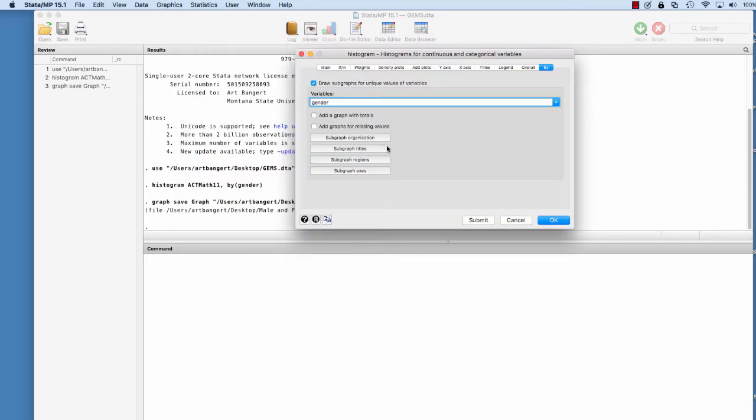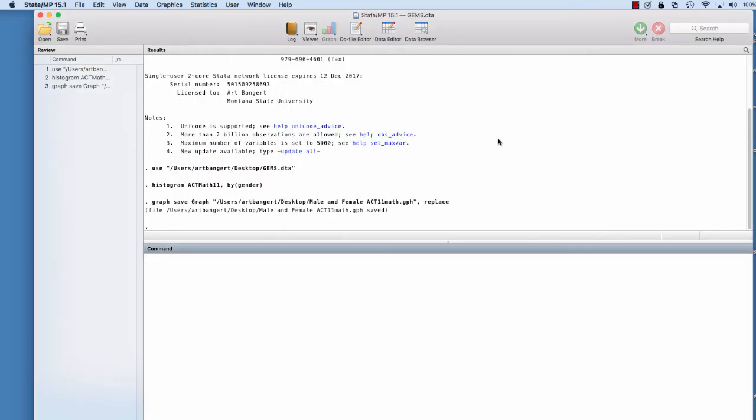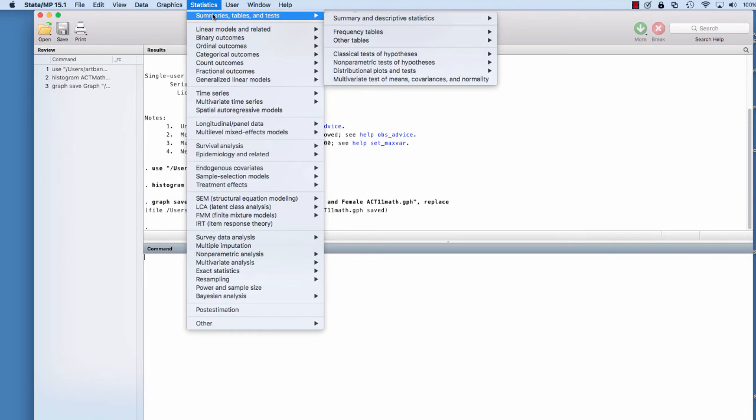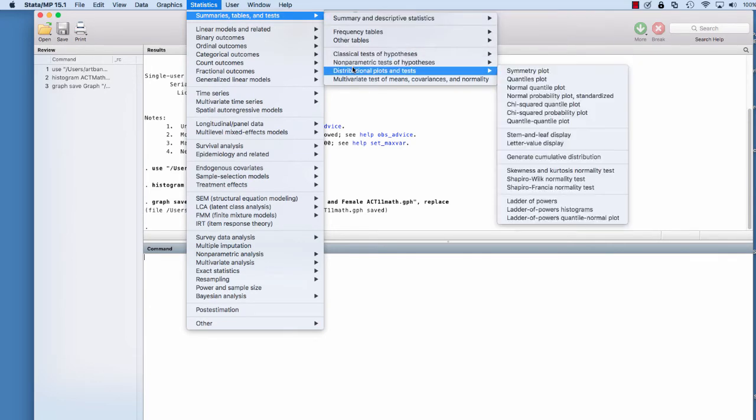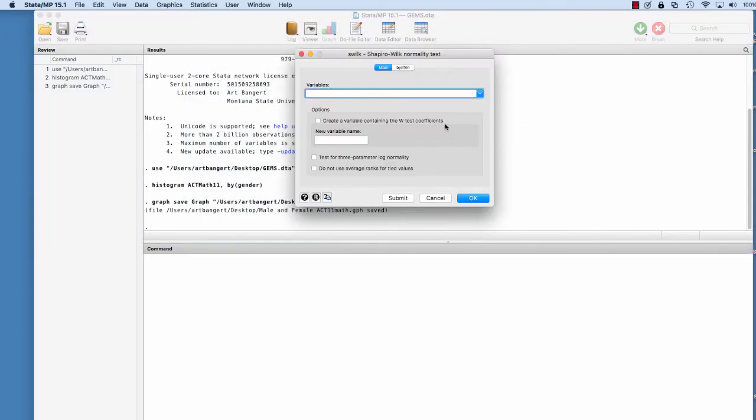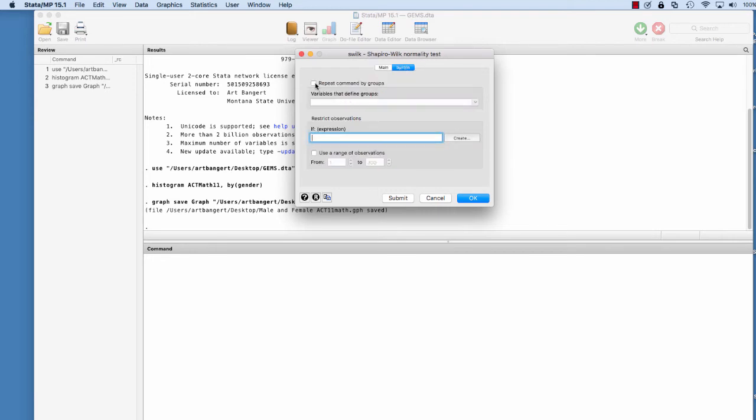and close them out. And then what I'm going to do is a normality test by each group to determine if these data are significantly non-normal. So I can go to statistics and summary and then distributional plots and tests, and then I'm going to go to the Shapiro-Wilk test. And in this case, again, I want to choose ACT Math 11th grade. And I also want to look at these distributions by each group. So I'm going to go OK.